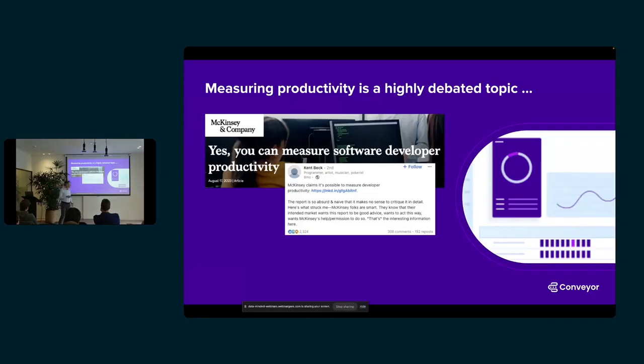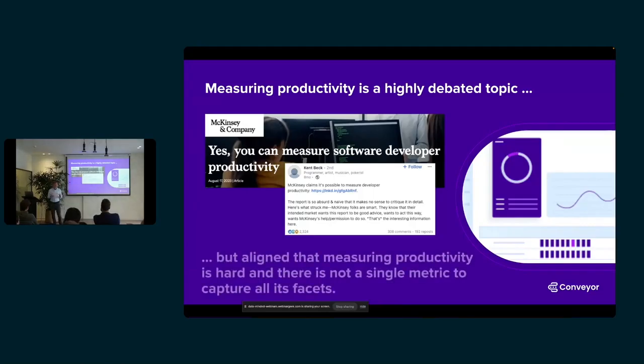That being said, measuring developer productivity is very hard, and it's actually what they all agree on. They are all saying, no matter what methodology you use, measuring developer productivity is very hard. And besides that, there's not a single metric. There's not one thing you can measure that captures everything about developer productivity.